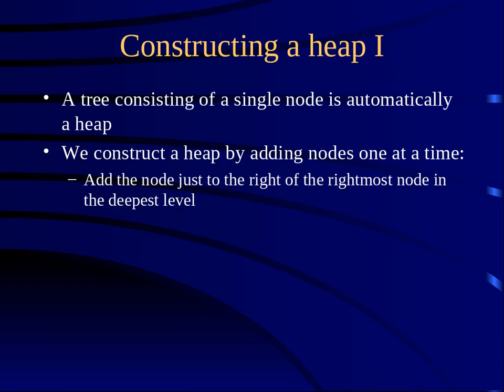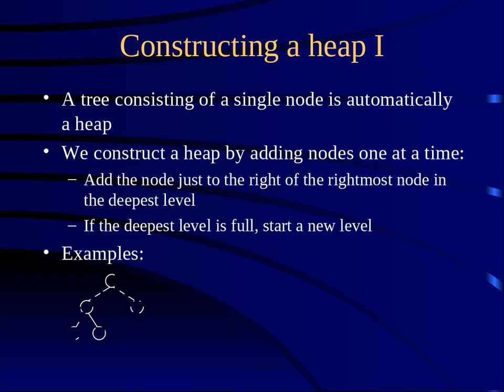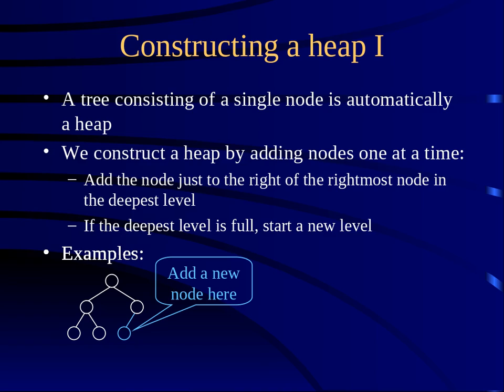Add the node just to the right of the rightmost node at the deepest level. Why do we do that? Because that forces it to be left justified and balanced. If the deepest level is full, of course, start a new level. And here's an example. So if we have something like this, we add a new node here. So you're always adding it from left to right, which guarantees it to be balanced and left justified.